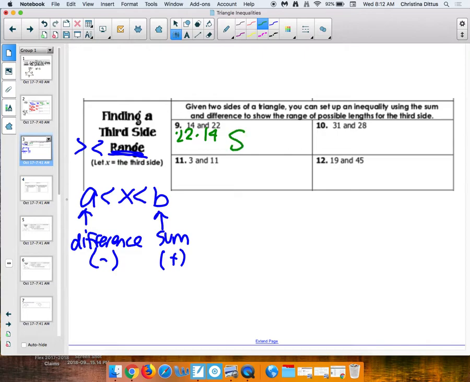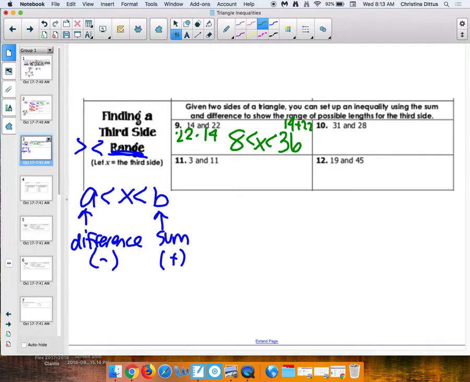So I know on the low side, my side can be 8. If I add 14 and 22, what do I get? 36. So if my side is somewhere between 8 and 36, my triangle is okay. It can be a triangle, okay?